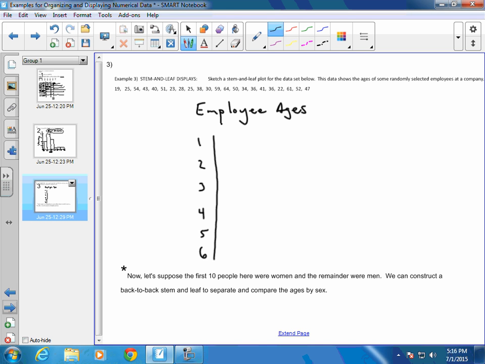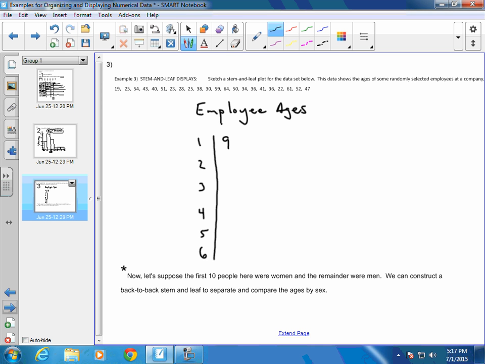Right, the way this works is, let's start with the 19 because there's only one data value in the teens. To represent this 19, what I would do is take my ones digit and put that over to the right. This left side here, this would be your stem. The right side would be your leaf.